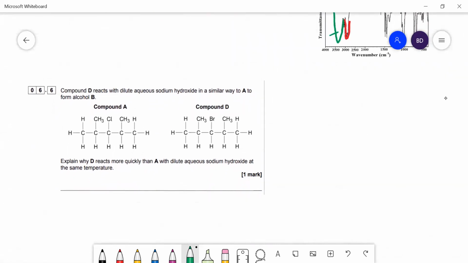A and D react with aqueous sodium hydroxide, so that's going to be a nucleophilic substitution to make the alcohol. Okay, which one will react? Well, D reacts much more quickly than A. Why? Now, this is because the haloalkane is bromine and not chlorine. Why do bromoalkanes react more quickly? Because the carbon-bromine bond is a lot weaker than the carbon-chlorine bond, and that is what determines the rate of reaction.